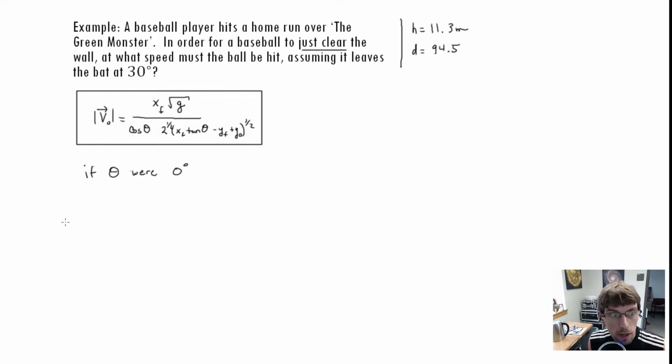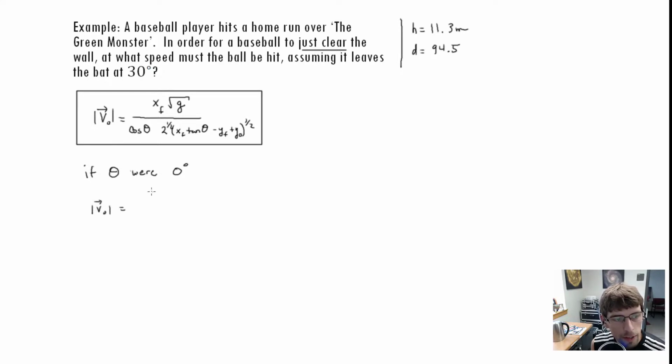Okay? So let's go ahead and take a look. What happens if I put in 0 degrees into this expression? Something goofy should happen because from a physics standpoint, just thinking about hitting a home run, if I hit the ball at 0 degrees, there's no way that it'll ever get over the wall. Let's see what happens here. So you can play it in your mind if you want. I'll actually write it out so that we can follow along.